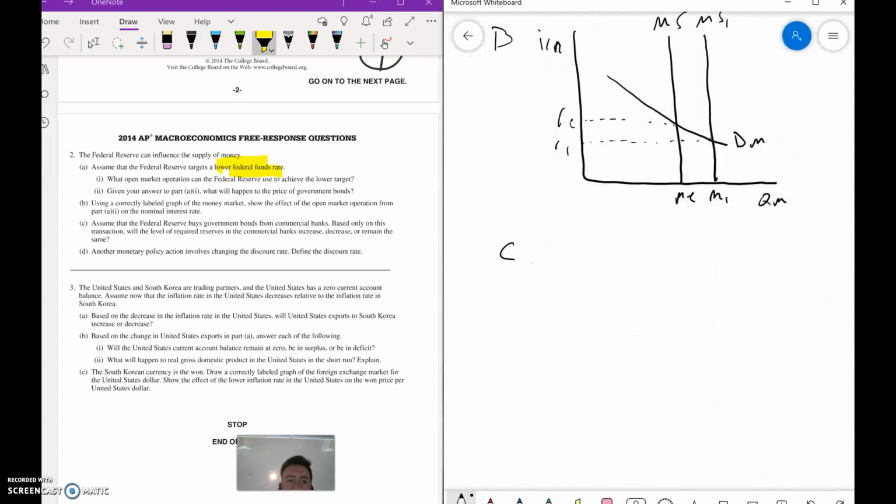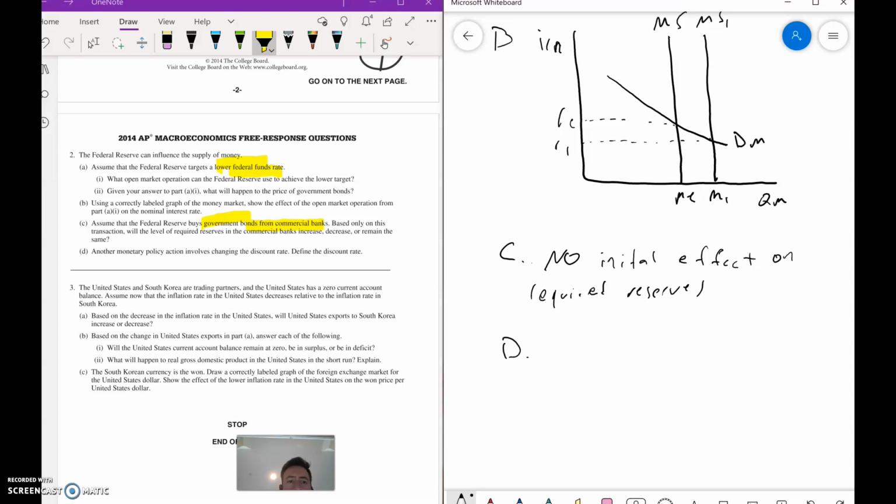Let's look at C. Assume the Federal Reserve buys bonds from commercial banks. Based on this transaction, will the required reserve of the commercial banks increase, decrease, or remain the same? You should have said no initial effect. That's all you needed. You could have put no initial effect on required reserves. Let's do that better. There we go.